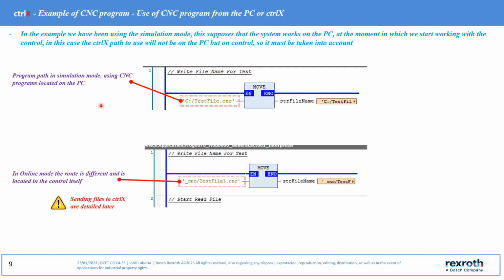In the initial example, we are using the simulation mode and also virtual access, so we can access the internal programs and also create them on the application's own PC. However, if we have a ctrlX core, we must use one of the internal paths as shown in the following image. We will see the process of sending the files to this path later.